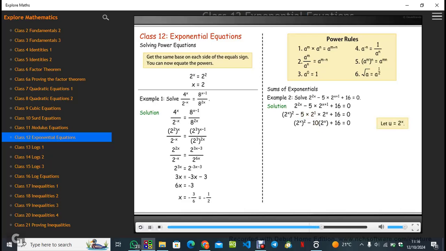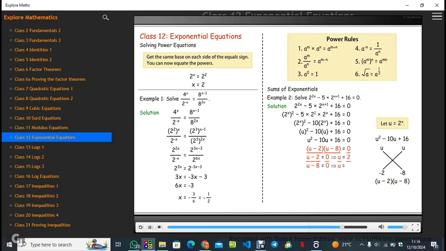Make a substitution. Let u equal to 2 to the power of x. Solve the quadratic in u by factorization. The factors are u minus 2 times u minus 8. Solving gives u equal to 2 or 8.